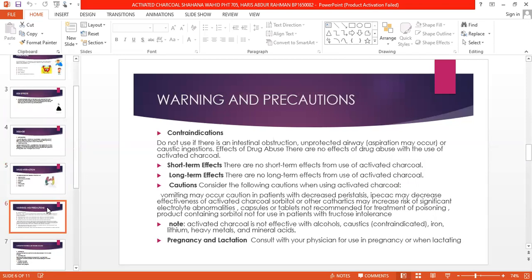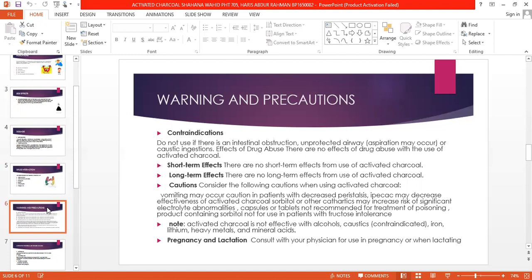The contraindications: you should not be using activated charcoal if there is an intestinal obstruction. It has no short-term effects and no long-term effects. There are the following cautions that must be kept in mind when you're taking this particular drug. Vomiting may occur.